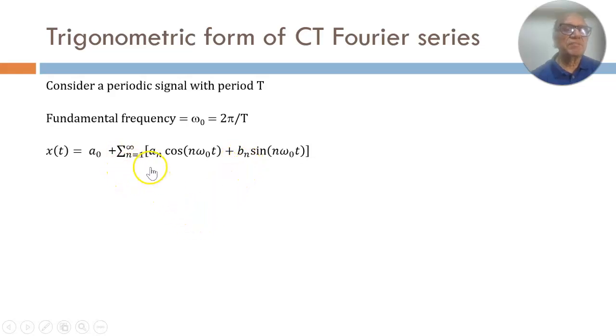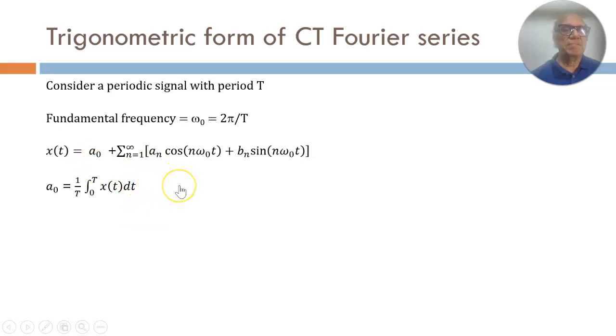The question now is how to calculate a naught, an and bn. A naught is basically the DC component and you can simply calculate it. Remember, the DC component can be calculated by evaluating the area under the periodic signal over one time period and dividing it by the time period itself. That will give you the DC component, which we call A naught.